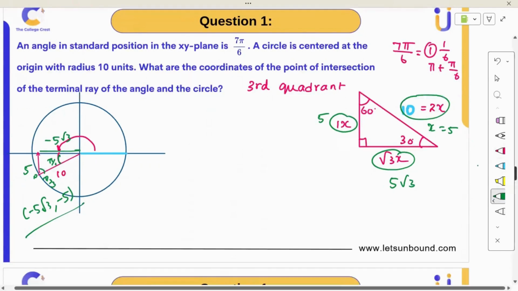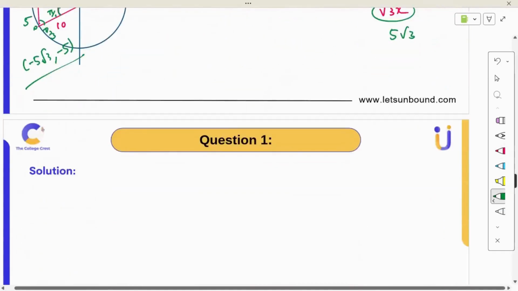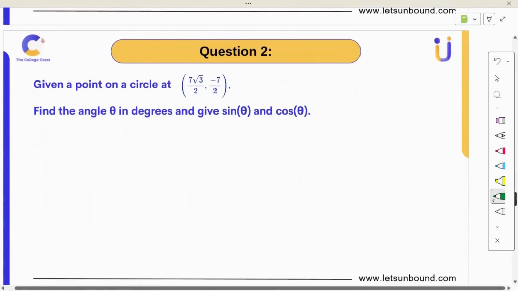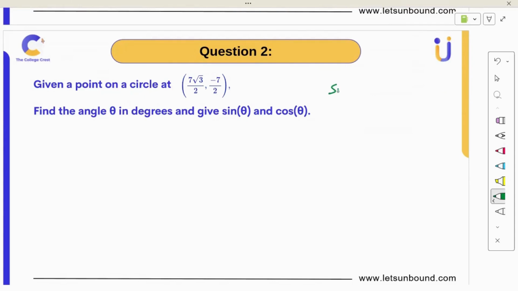And now, very simple. Given a point on the circle at (7√3/2, −7/2), find the angle theta in degrees and give sin theta and cos theta. So they just say circle, they didn't say it's a unit circle. And if you say sin theta is 7√3/2, then it's wrong. Sine theta can be 1 at maximum. This is something more than 3, so it's not possible. So let's see how to solve.